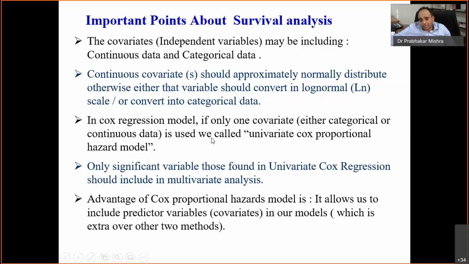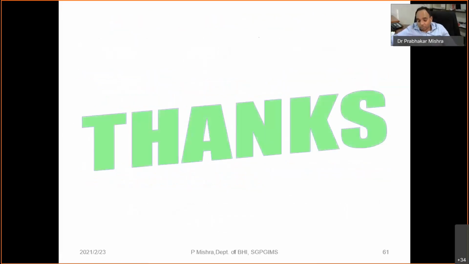In the Cox regression model, if only one covariate is available, that is called univariate, and when more than one independent variable is used, it is called multivariate analysis. And in multivariate analysis, we only need to include such variables that are significant in univariate analysis. So this is the final.